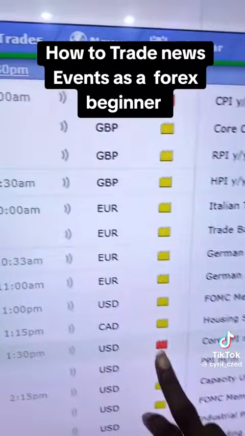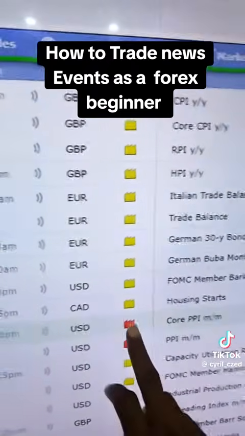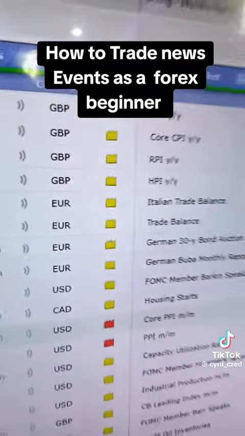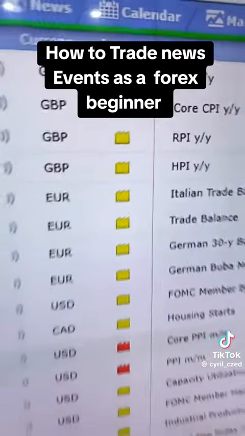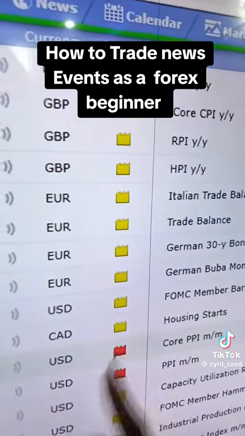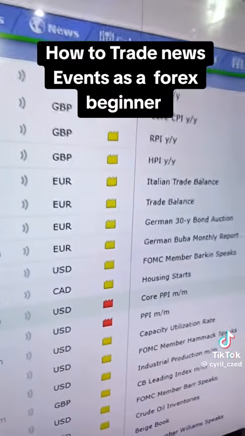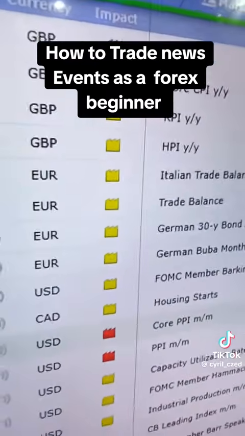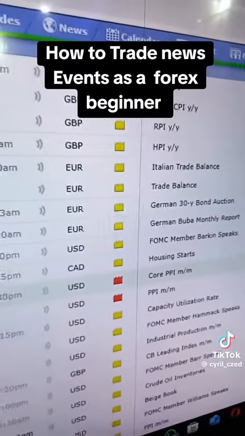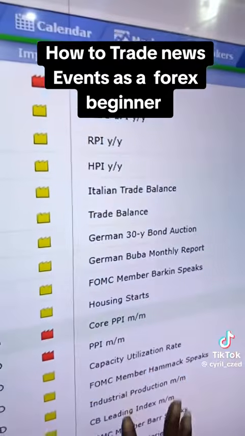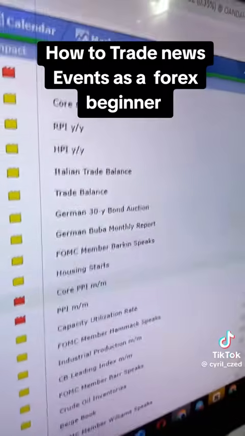Now, the red ones you are seeing here are high impact news. These are the ones traders put more attention to when they open their charts, because they have high volatility in the market. They literally move the market aggressively. These are different economic events that happen at a particular given time.